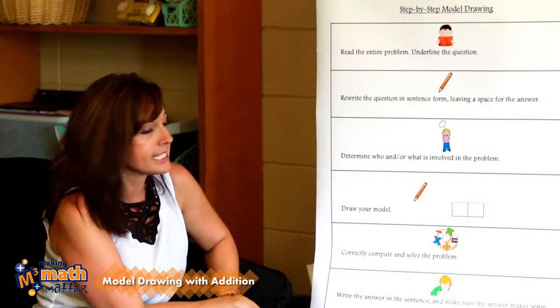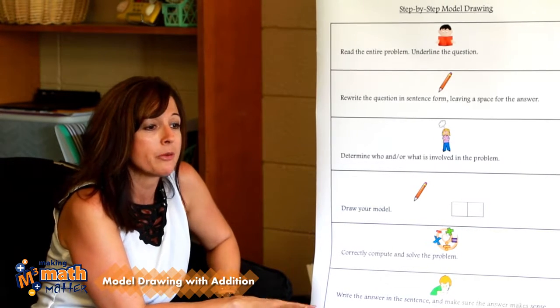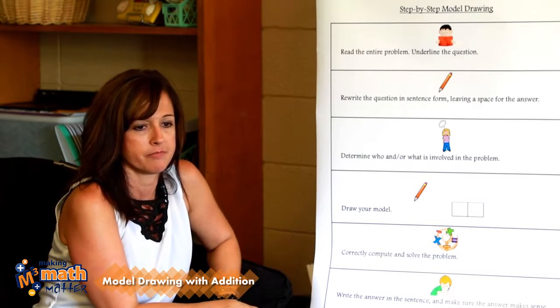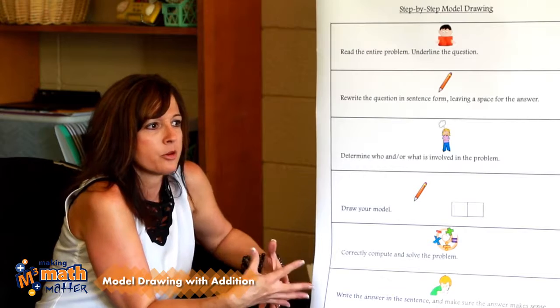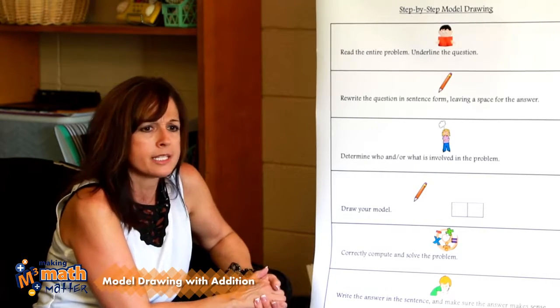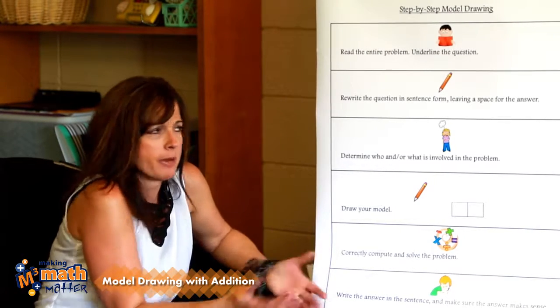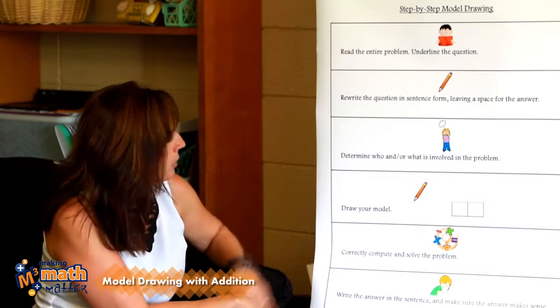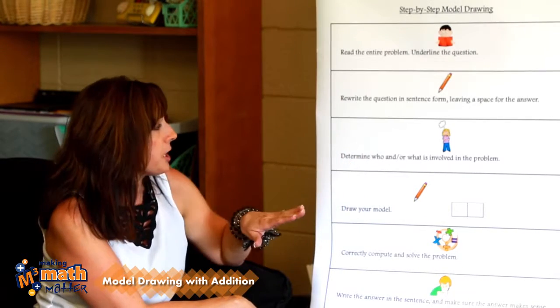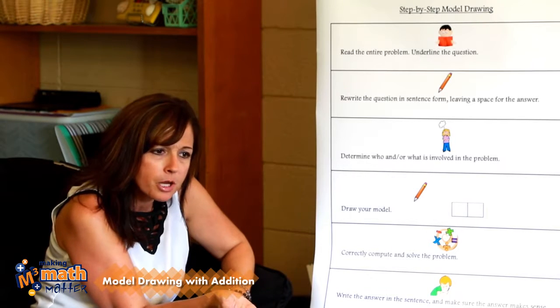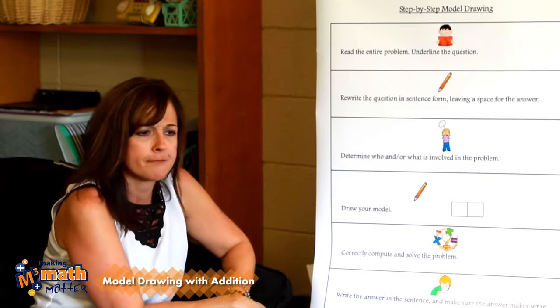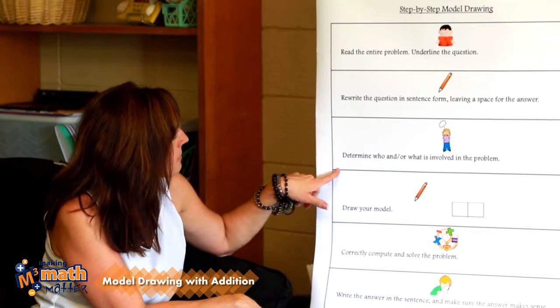After that, we're going to take that question and we're going to rewrite it into a sentence. And we're going to leave a blank for our answer. That gets us nice and focused on what am I looking for? What question am I answering? Then we're going to go back to the problem and think about who or what is this problem about? Is there a character in the problem? What's going on? Okay, so that'll be our next step.